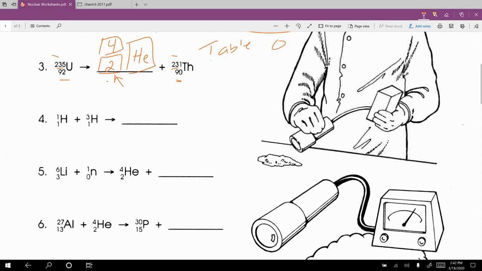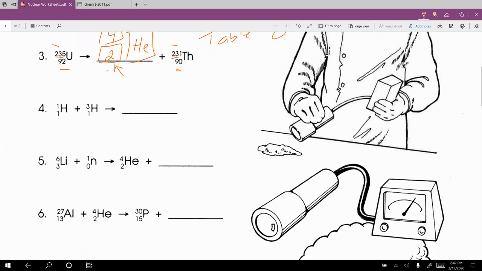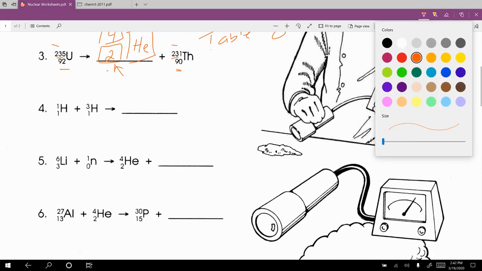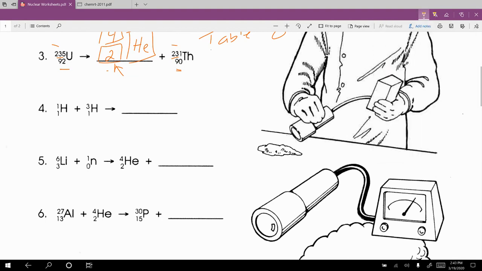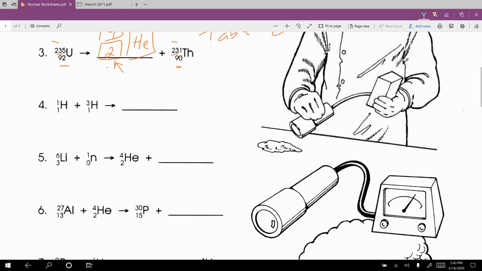All right, so now I'm going to go to our next problem, and I am going to choose green. Okay, so again, we have the top number, the bottom number, and a symbol. So it's going to be a 2 over here. 1 and 1 is 2. And then 1 plus 3 equals 4. And then again, secret decoder key, table O or periodic table, He. Again, this is an alpha particle or a helium nucleus.